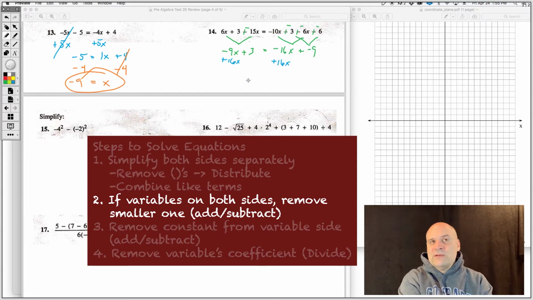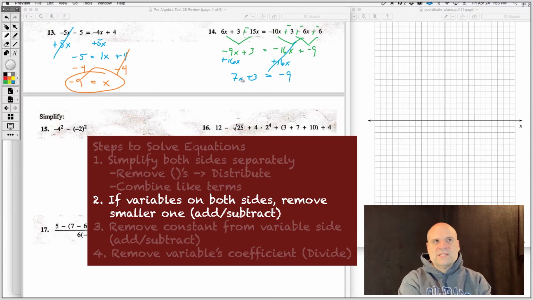So to get rid of a variable term, you just add or subtract it. If it's negative, you add it. If it's positive, you subtract it. That cancels, and we're left with this. What is negative 9 fighting against a positive 16? That's a positive 7x. And you're left with that plus 3. And the only thing you're left with over here is a negative 9. Okay? Now we just have a normal equation here.